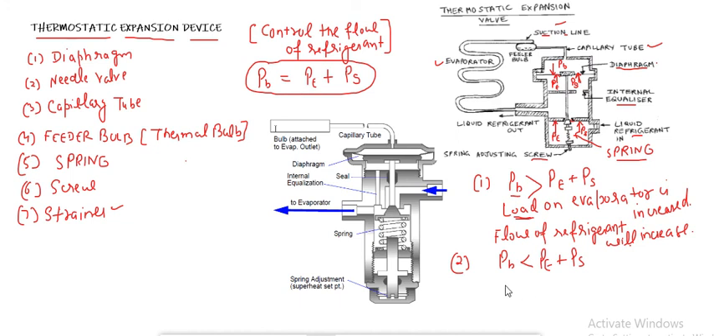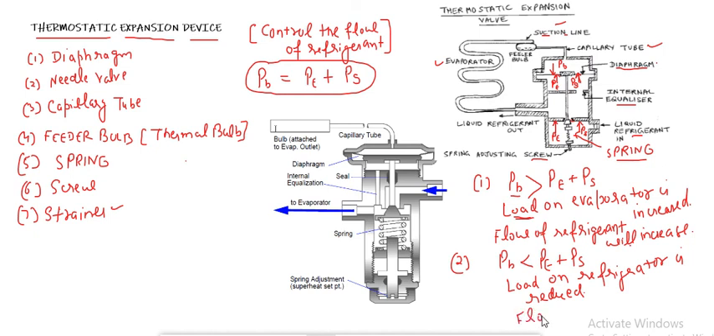So what we can say is that this will happen only when the load on the refrigerator is reduced. So there is no load on the refrigerator. Okay, so if there is no load on the refrigerator, it means obviously PB will be less than PE plus PS. So in that case, since PE plus PS is more, it will move the diaphragm in the upward direction. So if they lift the valve seat, this valve will move in the upward direction. It will occupy the space, so the flow of refrigerant will reduce.